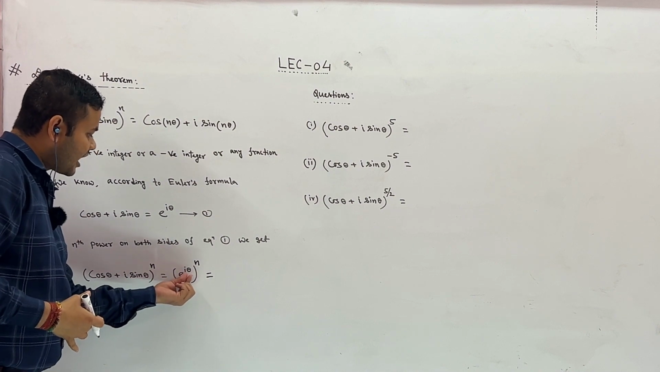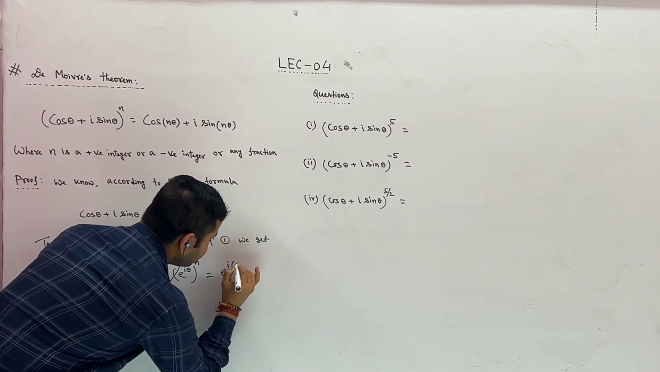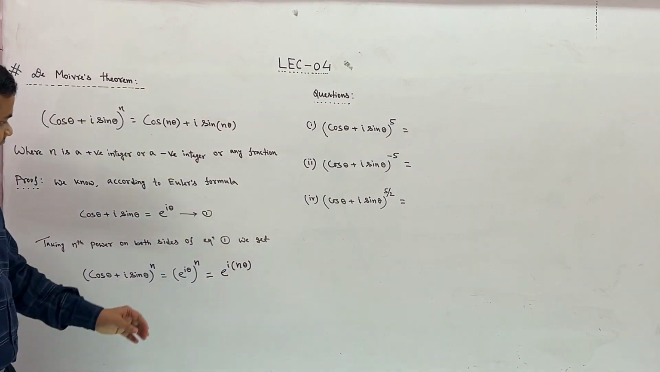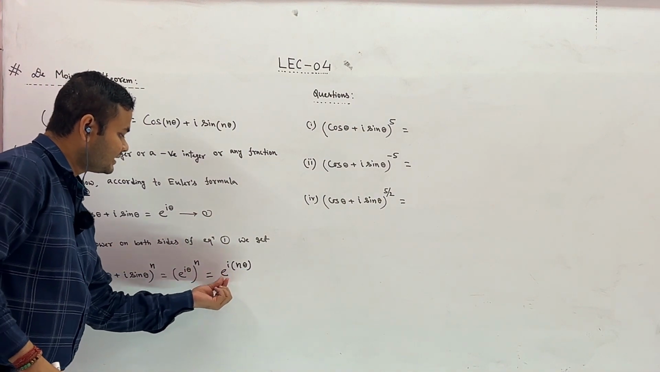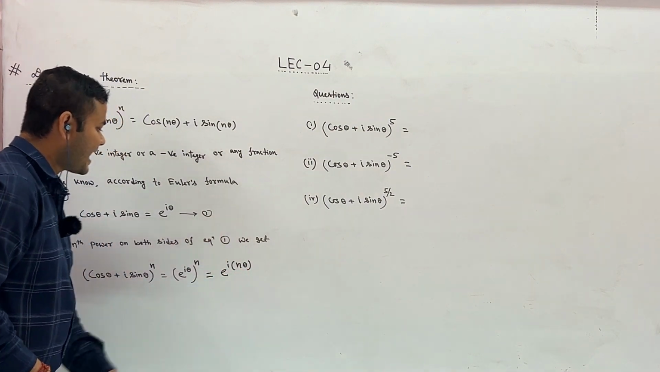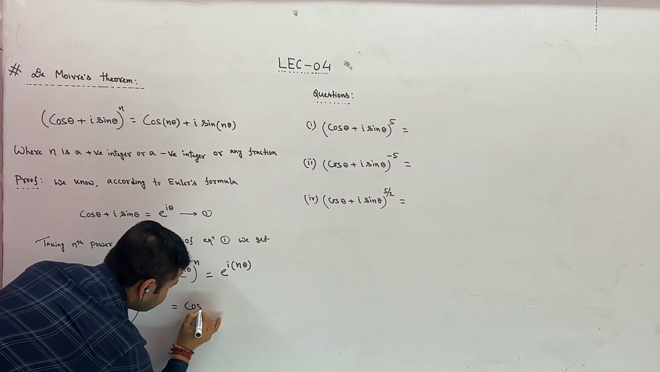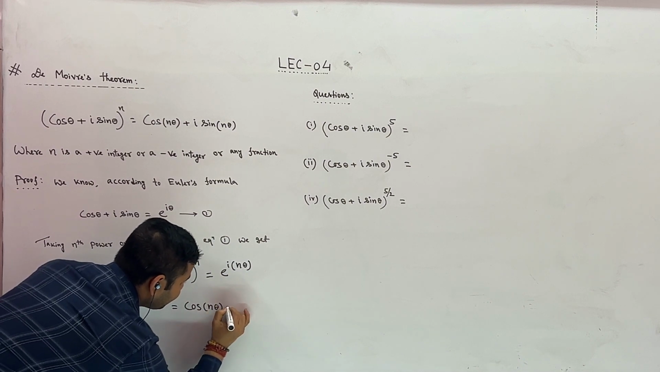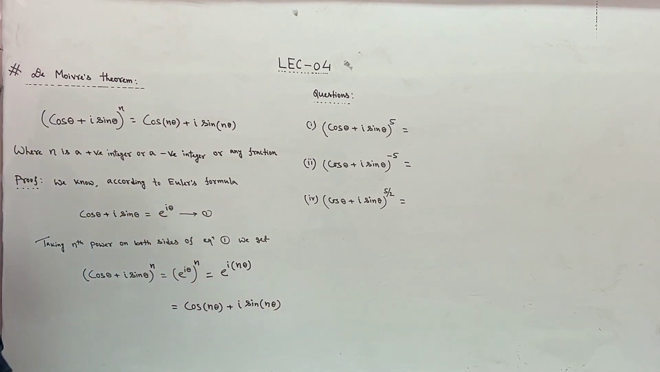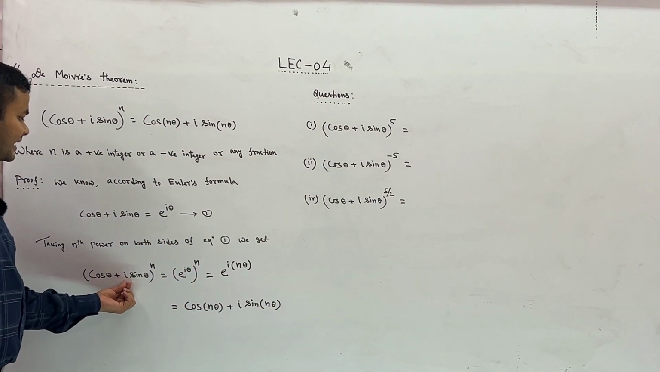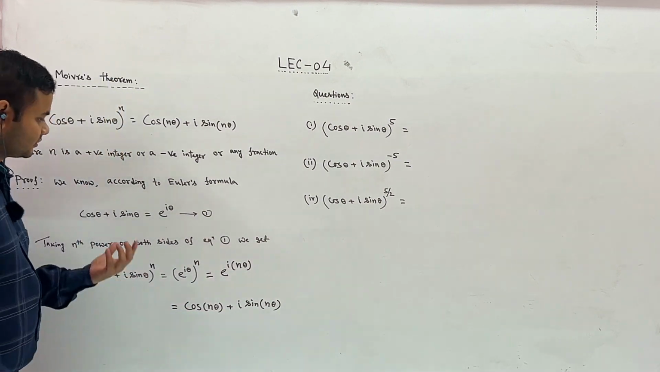Now, (e to the power iota theta) to the power n can be written as e to the power iota n theta. Now, let us apply Euler's formula to this expression, e to the power iota n theta. If we apply Euler's formula, we can write cos n theta plus iota sin n theta. So, we have seen that (cos theta plus iota sin theta) to the power n equals cos n theta plus iota sin n theta. So, proved.